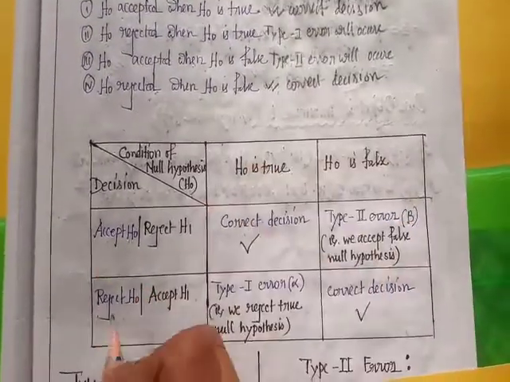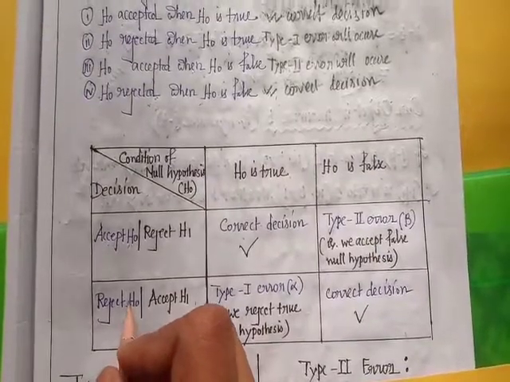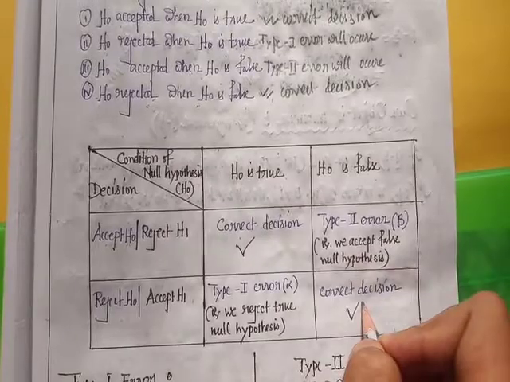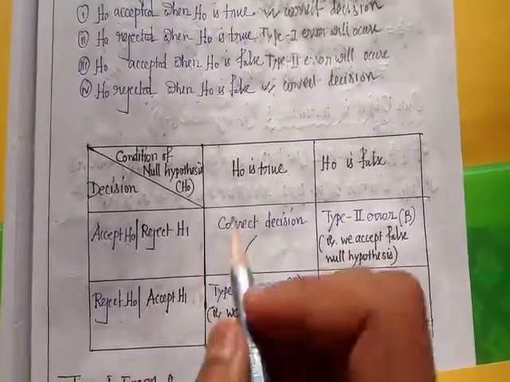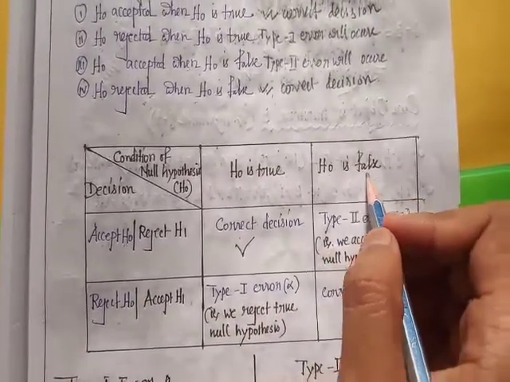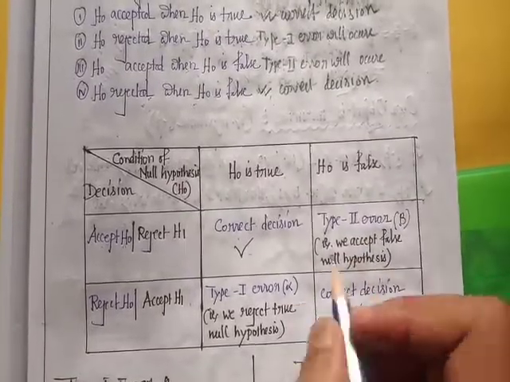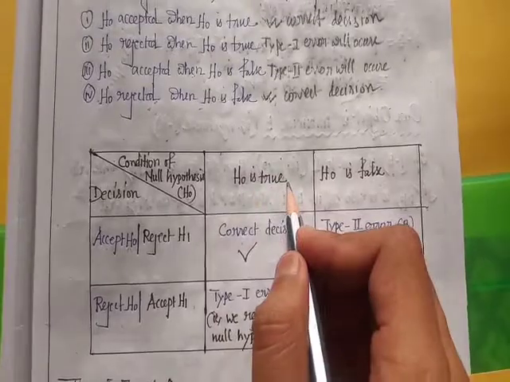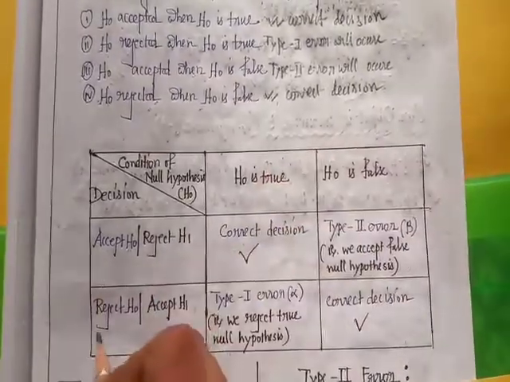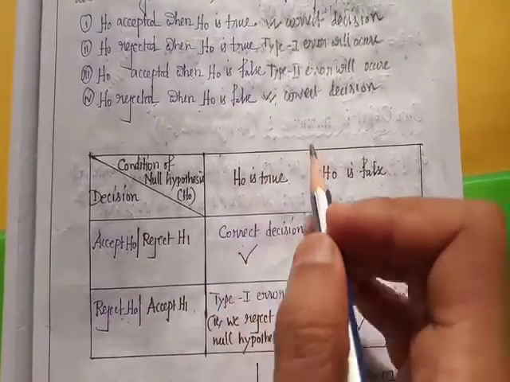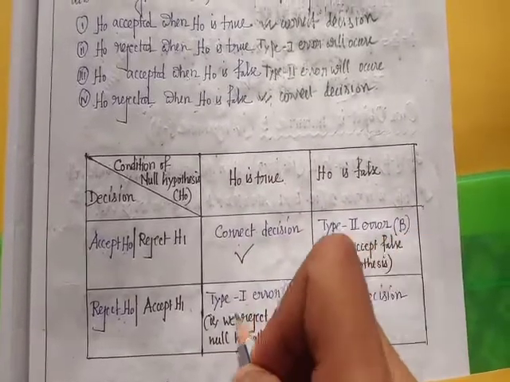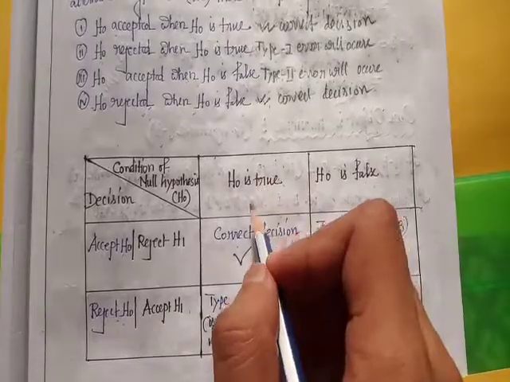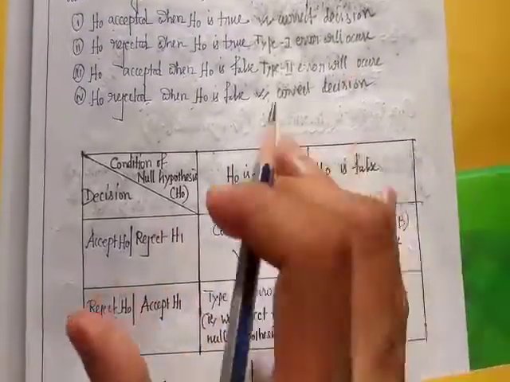And reject H0 and H0 is false. So this is a correct decision. Reject H0 when H0 is false. So this is also a correct decision. But reject H0 when H0 is true. In this case, type 1 error will occur.